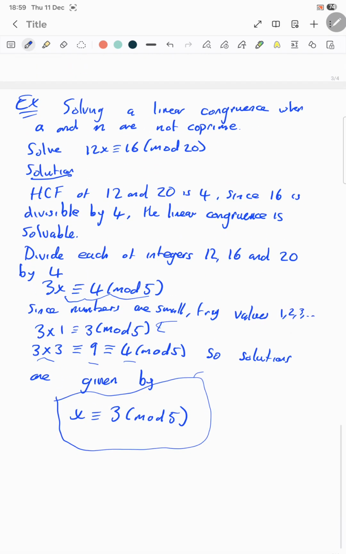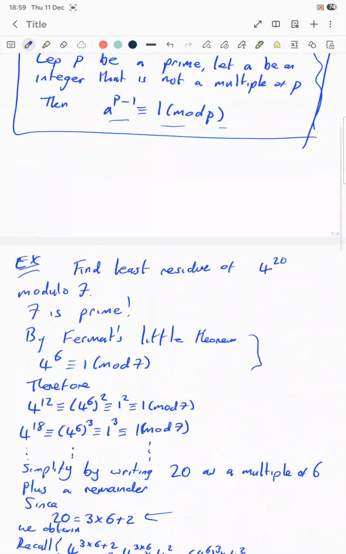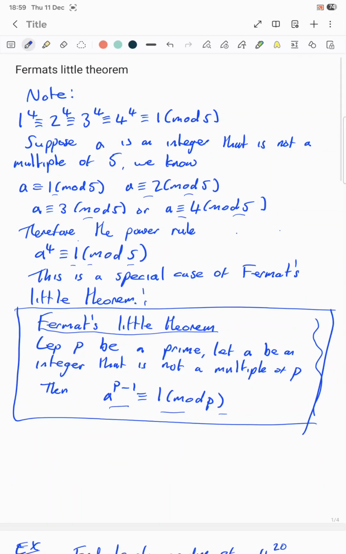And yeah, that's Fermat's little theorem. At least that's what we began with.